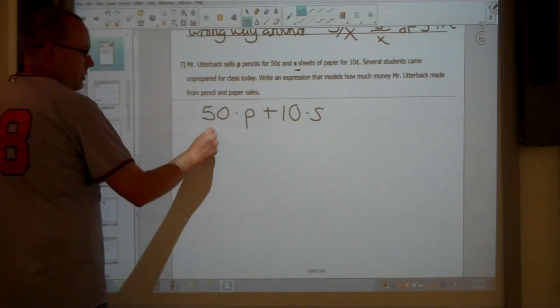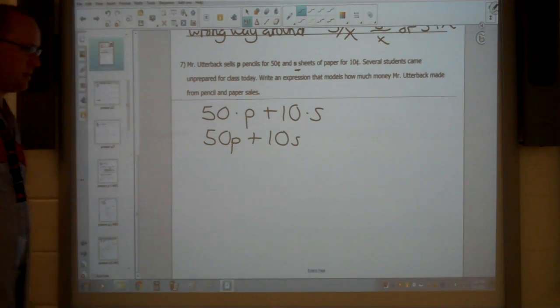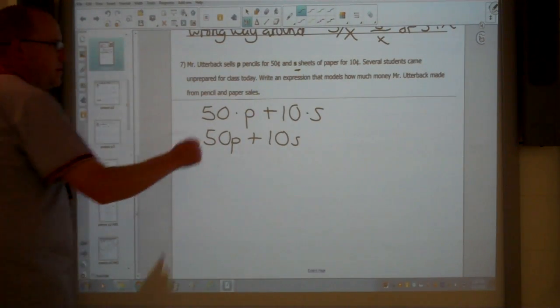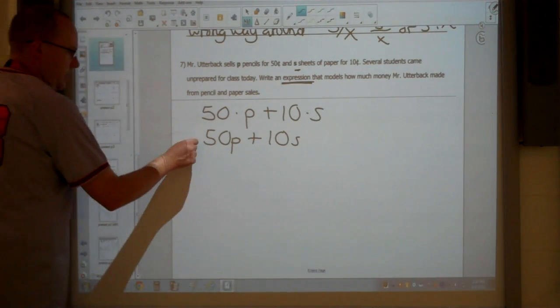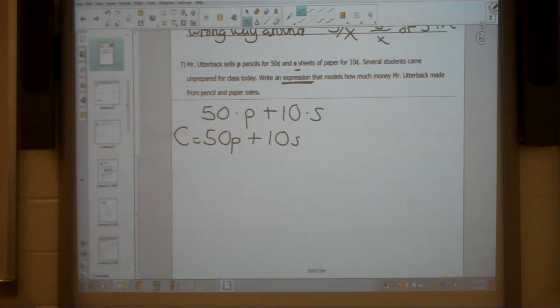We don't need the dot symbol there again, so we can just go ahead and put 50p, and we can do the same thing, and we can put 10s. Now, just to mention about the vocabulary used here, expression is something that doesn't have an equal sign. If it said something like write an equation, then I could add an equal sign. Perhaps I could put like the variable c, C for cost, or I could have like m equals, m for money, and that would work for this question.